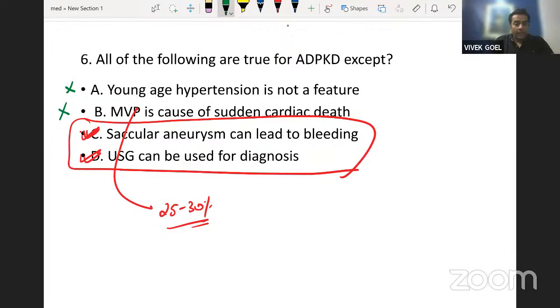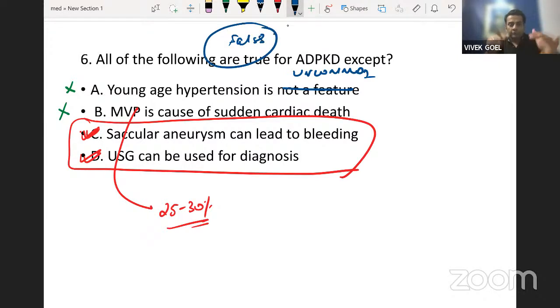So if, like Dr. Shaz Merchant says, the question was young onset hypertension is uncommon, that is again wrong because it is common. And what do you have to mark? You have to mark the false statement. Now, out of the two, actually both are false. But again, it will depend on the examiner, from which reference the examiner is quoting.